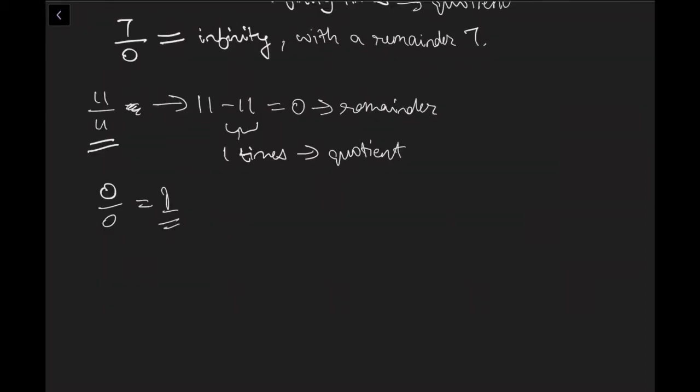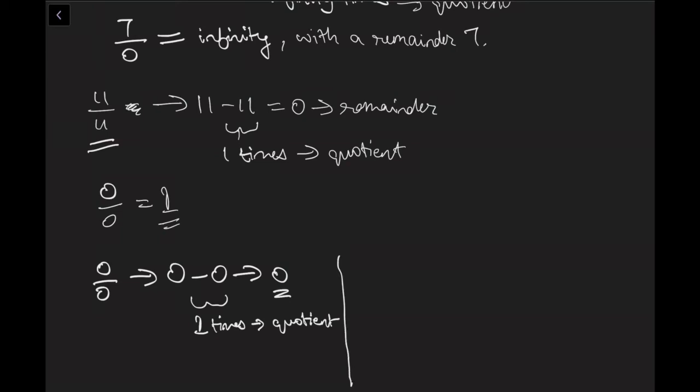But this is not going to be the case. So if we follow the same procedure, then this is going to be written as 0 minus 0, and you'll realize that we've already reached our remainder, that's 0. And you'll notice that we've subtracted 0 only one time, and hence 1 is going to be our quotient.